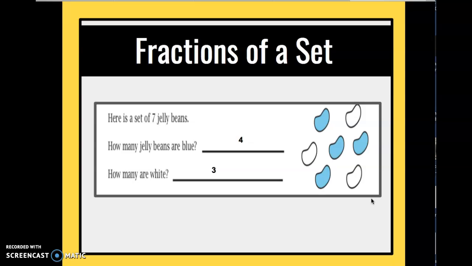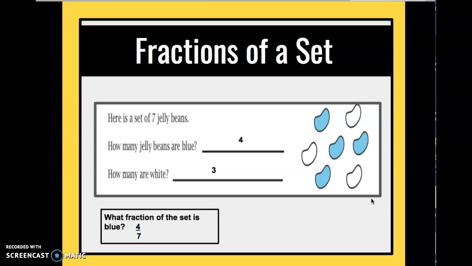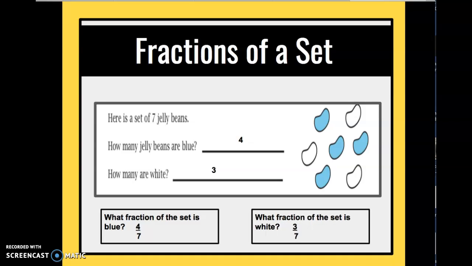We can write these as a fraction of a set. What fraction of the set is blue? 4/7 of the set is blue. There are 7 in the whole set, and 4 of them are blue. So what is the fraction that are white? Hopefully you said 3/7. 3/7 of this set is white.